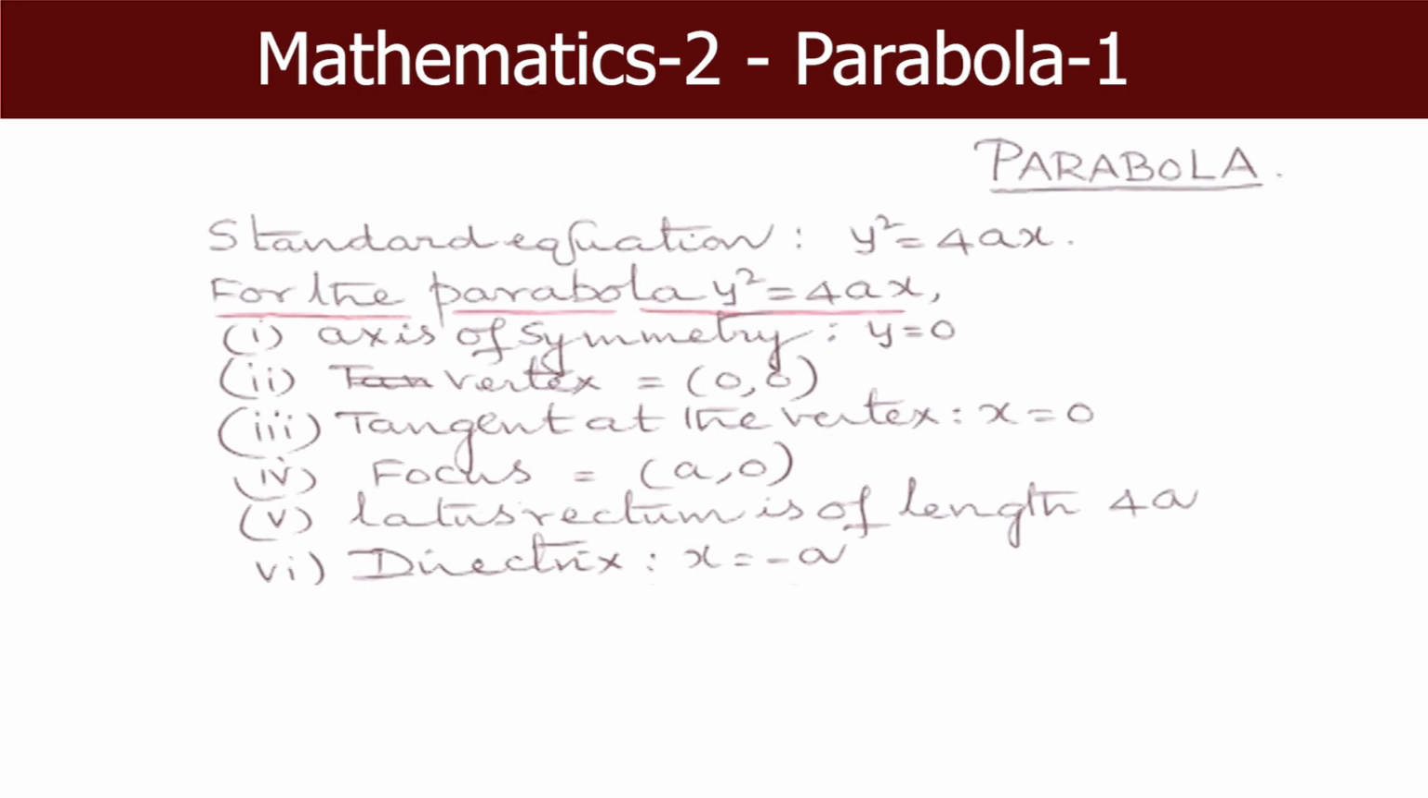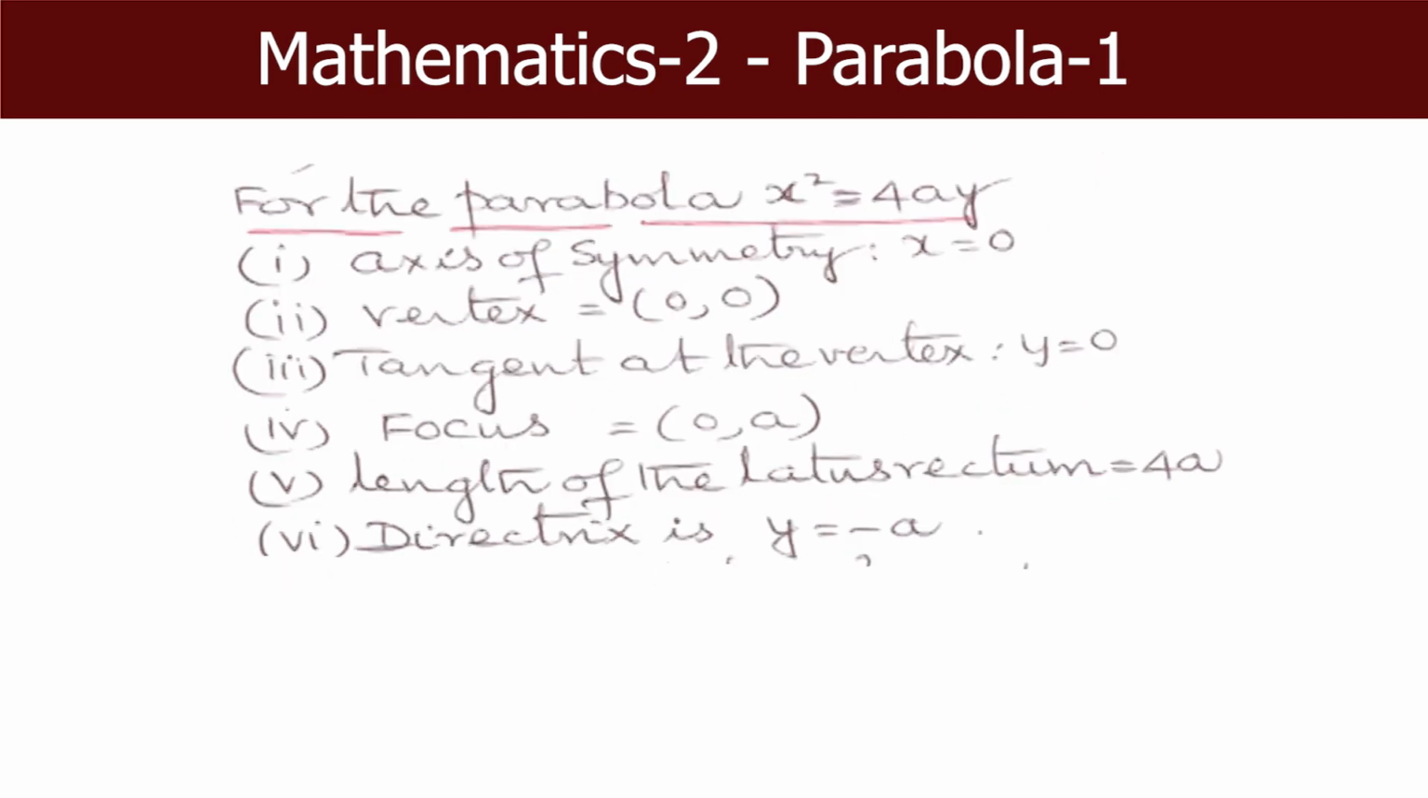Nabhilamba antaru Telugulo. Focus ante nabhi. Latus rectum ante nabhilamba, the length 4a. Directrix, neeti rekha. That directrix is x equal to minus a. Also, for the parabola x square equal to 4ay, what you find is the change in the two equations, y square equal to 4x and x square equal to 4ay: the roles of x and y are interchanged. That means x badulu y and y badulu x undi.